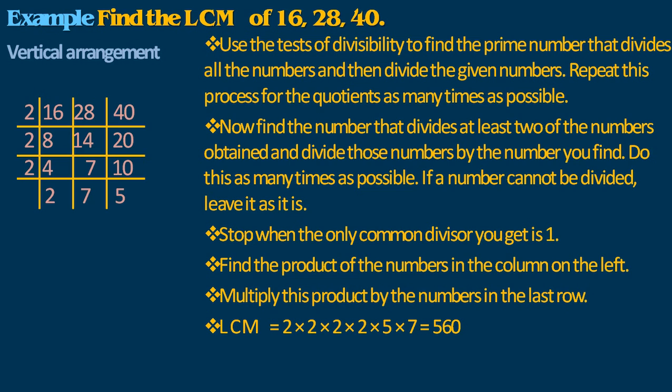Now you can see the common factors are written at the end of the sum on the left hand side, 2 into 2 into 2. Whereas the uncommon factors are written at the bottom of the sum, 2 into 7 into 5. So now the LCM will be 2 multiplied by 2 multiplied by 2 multiplied by 2, multiplied by 7, multiplied by 5. We can say that LCM is a product of common and uncommon factors. So LCM for 16, 28 and 40 is 560.